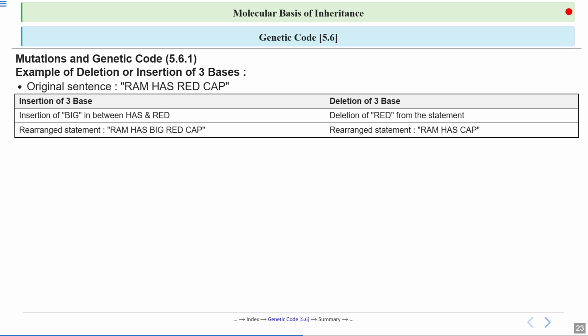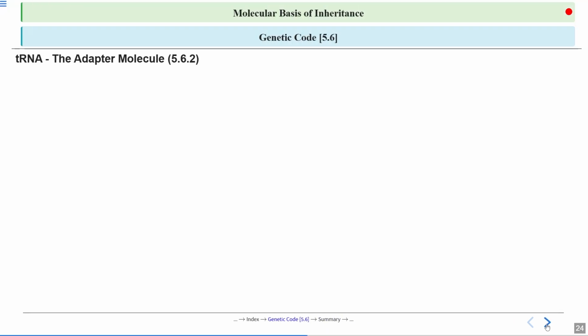And even if you talk about deletion of three bases, for example, we are deleting the word red. So what will it be like? Previously we were saying that Ram has a red cap. We were specifying that he has a cap which is red in color. But now they are specifying nothing. They are just saying that Ram has cap. It is making sense, it is not that it is not making sense. But this is not the same as the previous sentence.